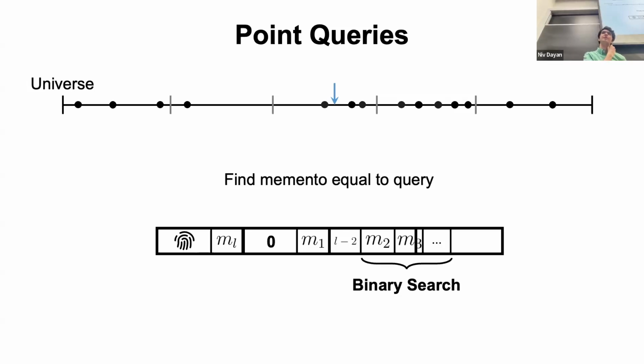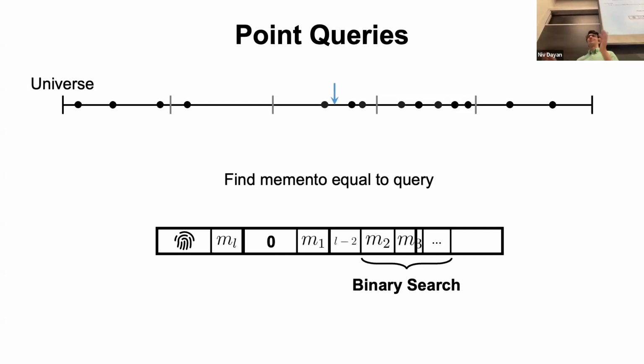Does that also mean the universe, regardless of whether there are filled values or not, just has to be like gigantic? Yeah. So in some sense, the construction doesn't really care how big the universe is. It only cares about how big your range queries are.